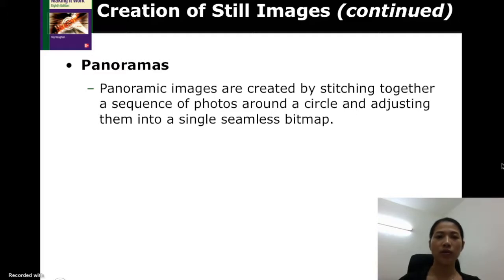Panoramas is defined as the panoramic images that are created by stitching together a sequence of photos around a circle by adjusting them into a single seamless bitmap. So when you're capturing a panoramic image, you have to move around at the same axis and cover the 360 surrounding, or some software actually allows you to also capture the top and the bottom in order to produce the 720 degrees panoramic images.